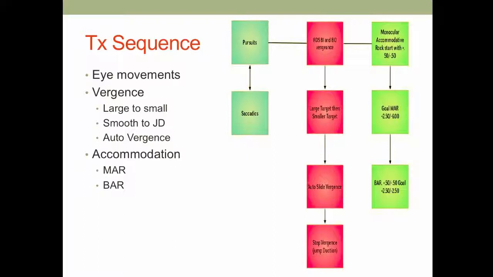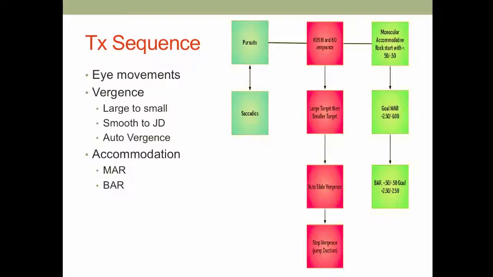The treatment has an automated sequential portion in which first they build up vergence amplitudes, then we do it with large targets, we go to smaller targets, then we go to an auto slide program where the targets are going back and forth at a variable speed, and then step or jump duction activities. In the very beginning, we tell the patients to do these tests in a quiet room without anything bothering them, but we really want the patients to end up being able to do this while they're being distracted, either by their friends talking, by moving their heads, anything they can possibly do. We want to make it reflexive in nature.